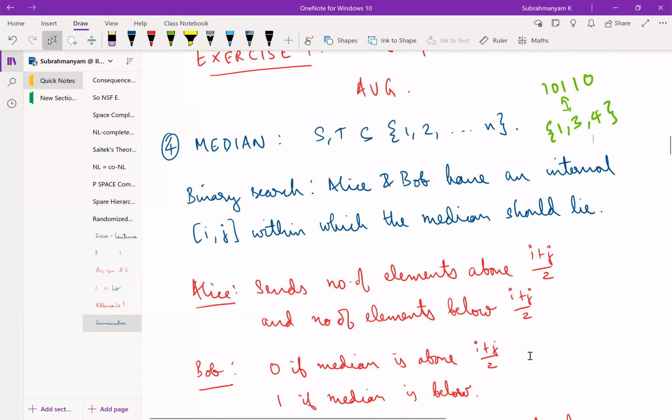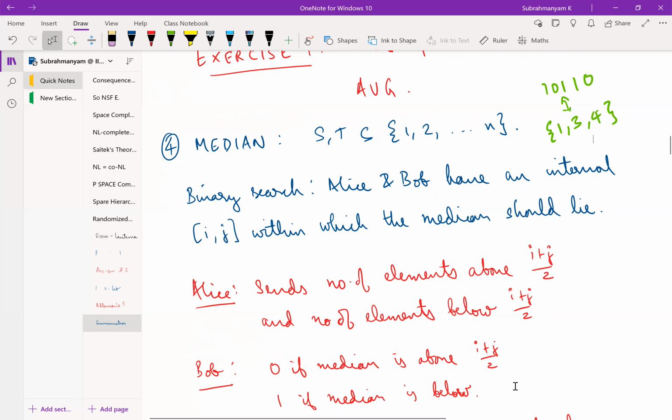So now Bob gets how many elements are above the middle, how many are below the middle. And of course, he has access to his full set. So he knows how many are above and how many are below in his part, and he knows how many are above and how many are below in Alice's part. And now he can tell which side, above I plus j by 2 or below I plus j by 2, has more elements. Whichever side has more elements, the median will be in that, right? So based on that, Bob will tell Alice whether the median is above I plus j by 2 or below I plus j by 2.